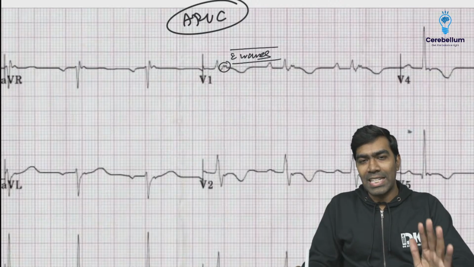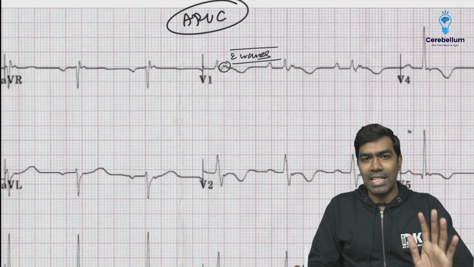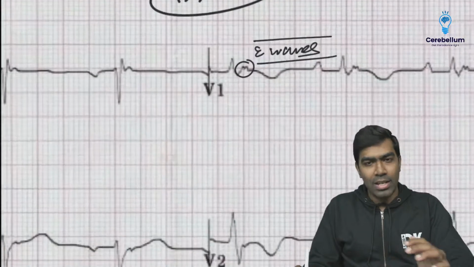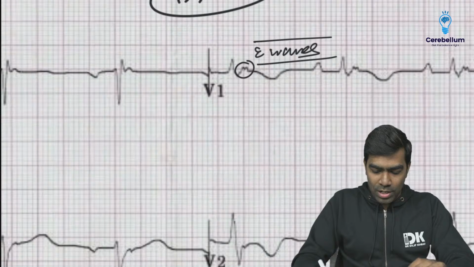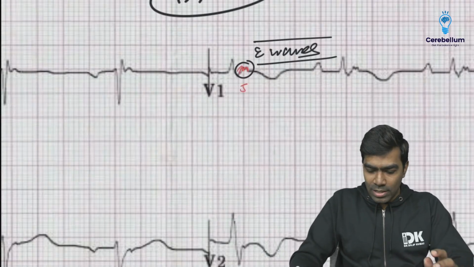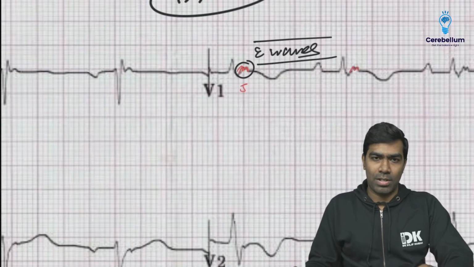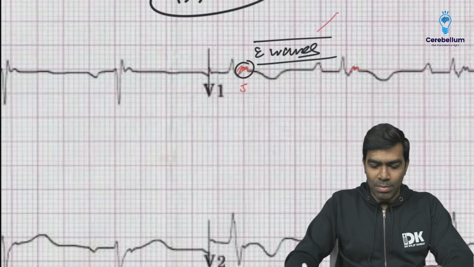Epsilon waves are basically J waves. J waves means you are going to see waveforms at the J point. At the J point, you're seeing a small wavelet-like appearance. I think everyone can see. You can see a small wavelet-like appearance in the J point in V1. That is nothing but an epsilon wave.